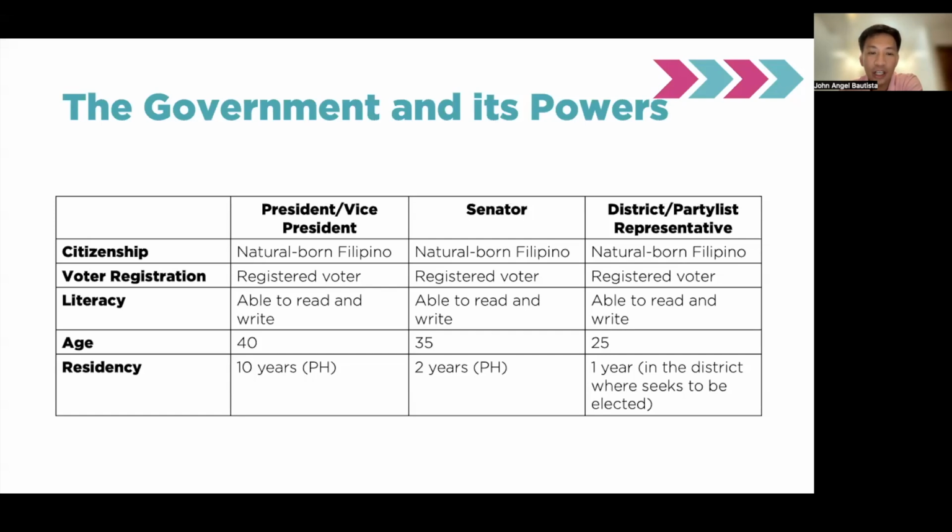In terms of age, for president or vice president, 40; 35 for senator; 25 for district or party list representatives. In terms of residency, 10 years for president, 2 years for senator, and 1 year for district or party list representative, in the district where he seeks to be elected, no? So that's practically the Philippine government in a nutshell.